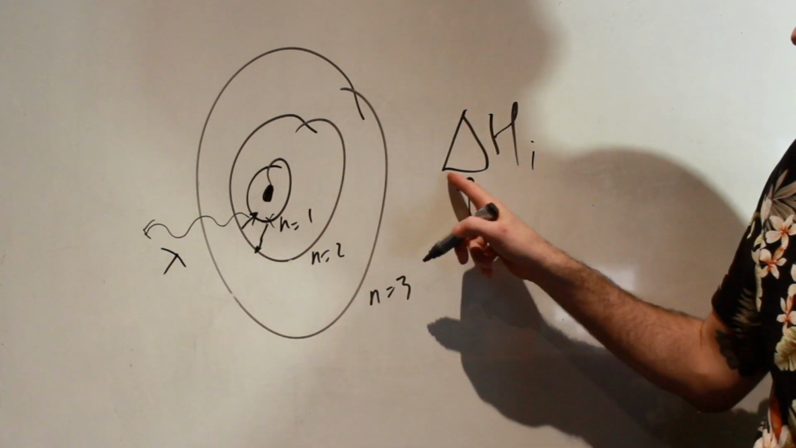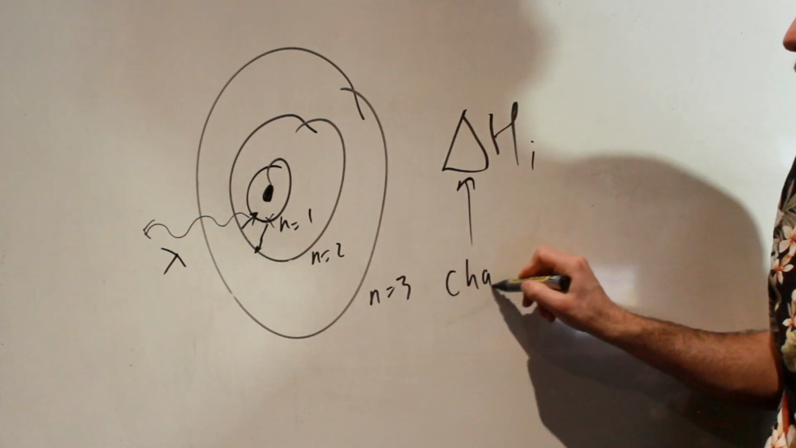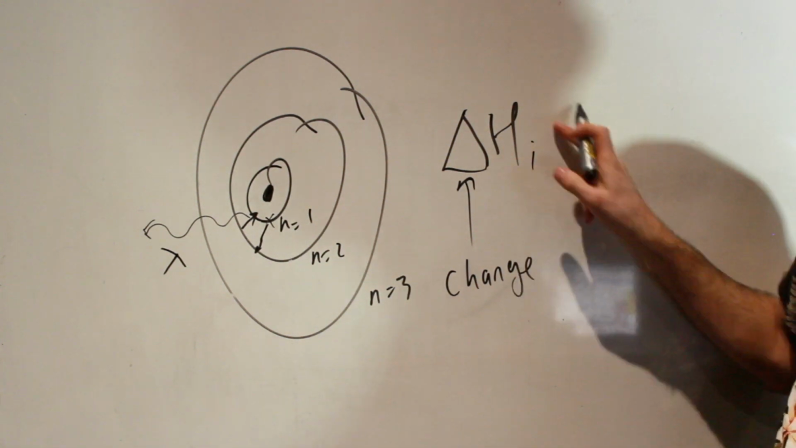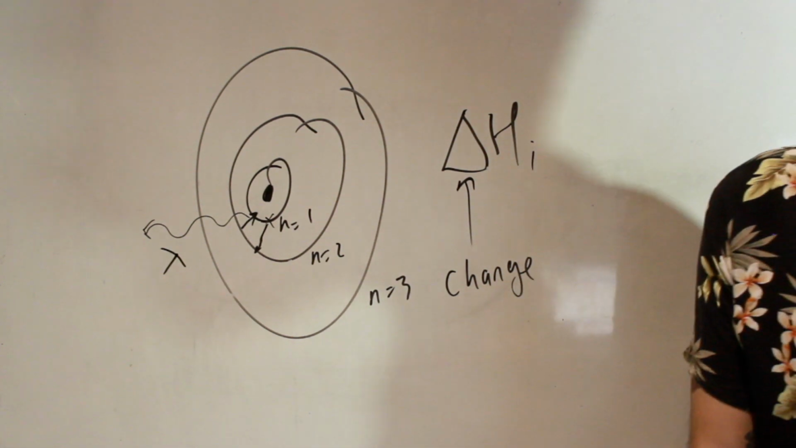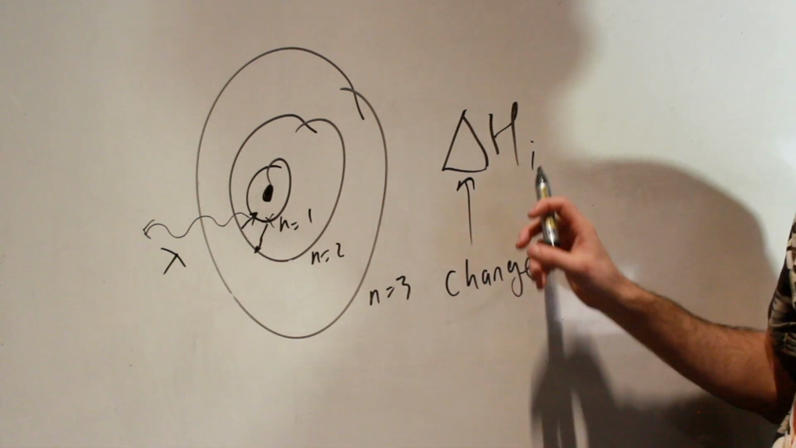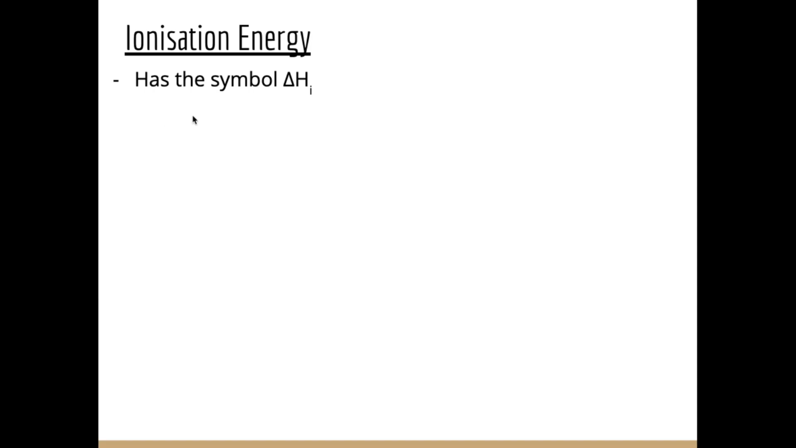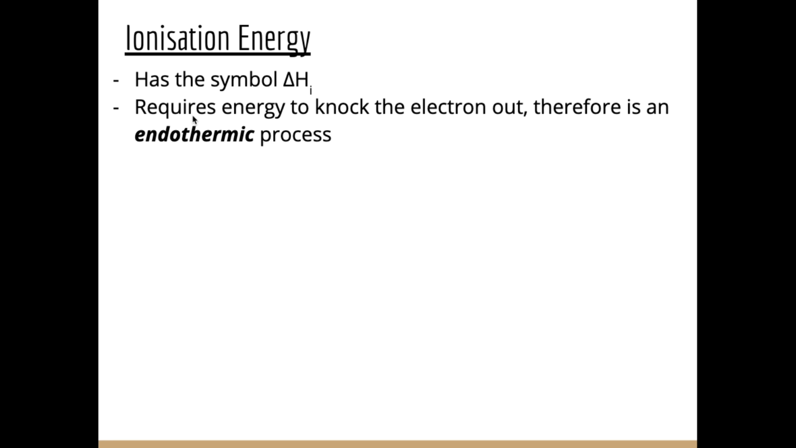And this delta sign, you see this a lot in physics and probably in maths too. This just means a change. So the change in energy, in this case, the ionization. So there's going to be all sorts of subscript symbols to represent different types of enthalpy, but we're just focusing on the ionization energy. So it requires energy to knock the electron out of the atom. Therefore, it is an endothermic process.